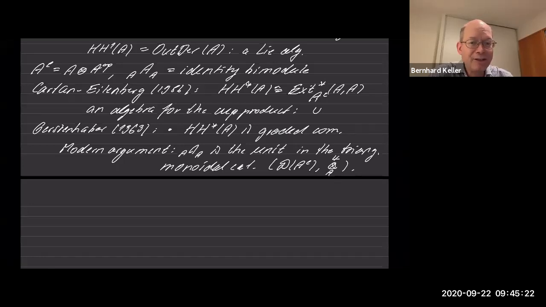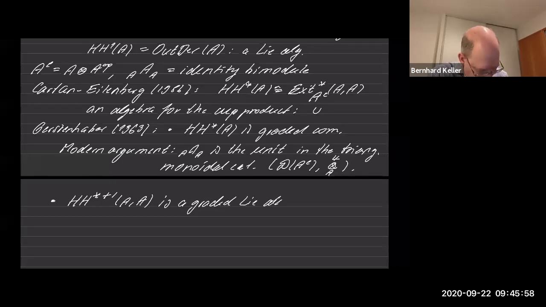Gerstenhaber's argument is a direct computation at the level of cochains, and in examining the failure of the cup product to be commutative at the cochain level, he introduced a new operation on Hochschild cohomology, namely he discovered a bracket on Hochschild cohomology shifted by 1 degree. So this was his second discovery. It's a graded Lie algebra, and the bracket is nowadays called the Gerstenhaber bracket.